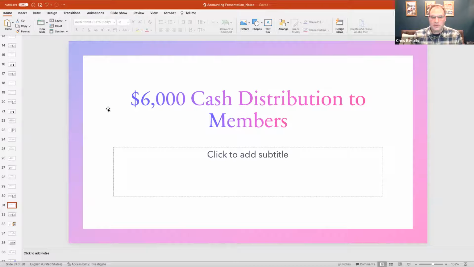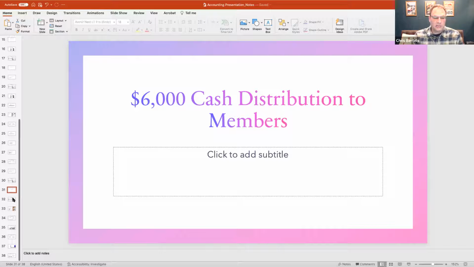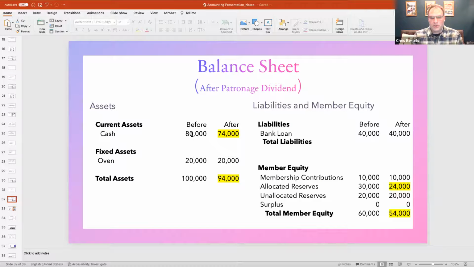And then 6,000 of the $30,000 patronage dividend was distributed to the members, so we also need to account for that on the financial statements. The cash was 80,000 before, and now it's 74,000 because 6,000 was paid out to the members. And since 6,000 out of the 30,000 was paid out, that means there's actually $24,000 remaining to pay out to the co-op members in the future.